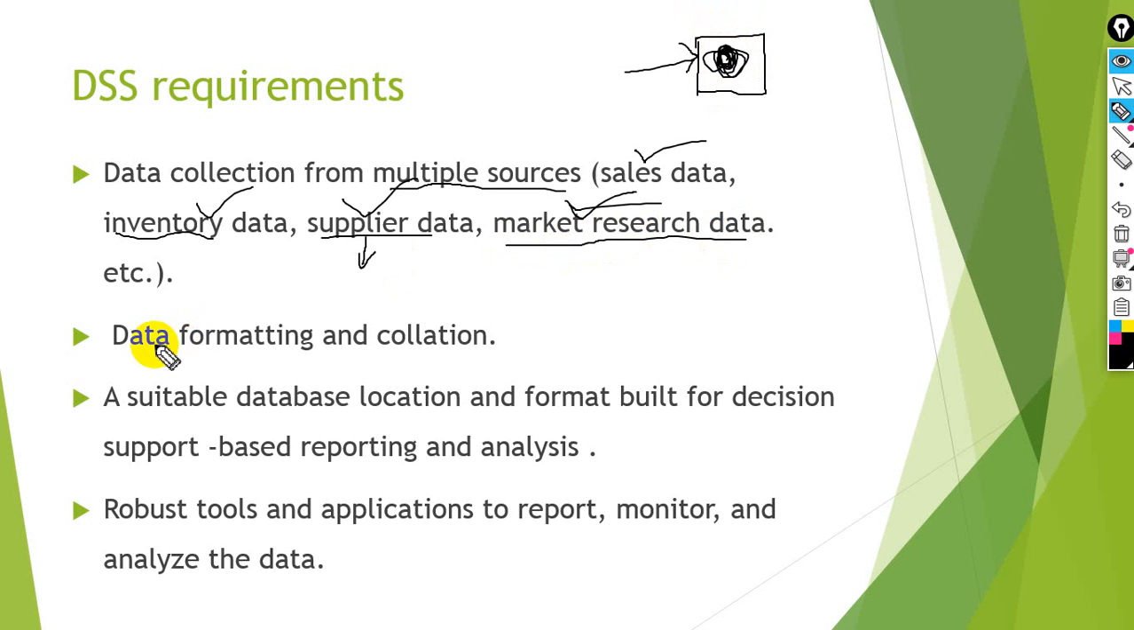Next, data formatting and collection system. So when we are collecting the data, there must be a specified and proper formatting for data in the DSS system. The different tables must be well formatted, the data well organized. Another requirement for DSS is a suitable database location and format built for decision support based reporting and analysis.